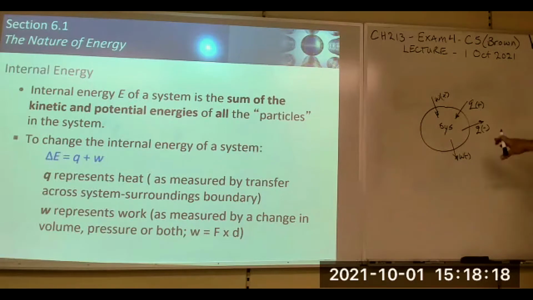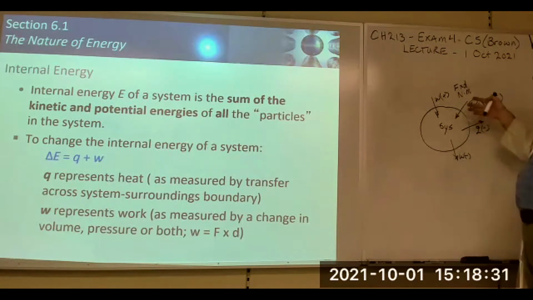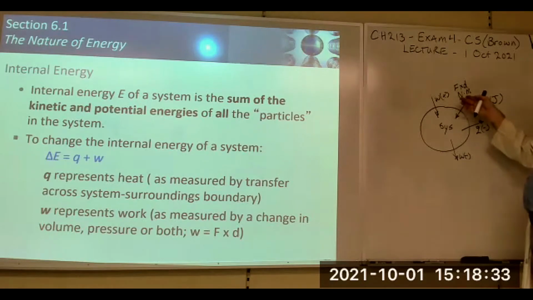So, heat is in terms of joules, right? And work is in terms of force times distance, which is newton meters, but they're interchangeable, right? A newton meter is a joule, right?